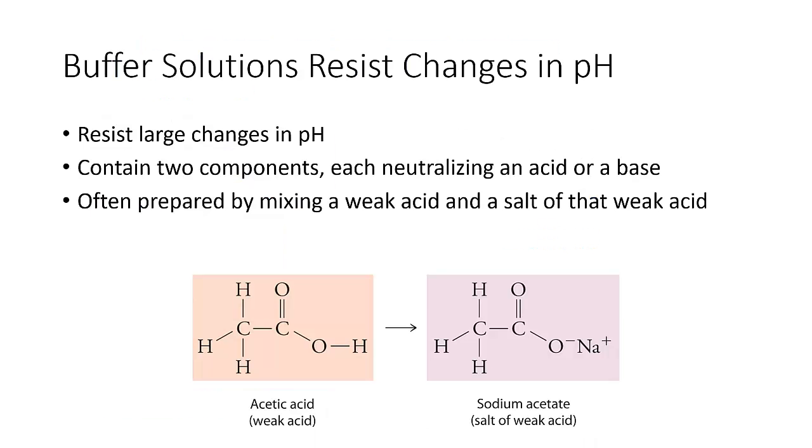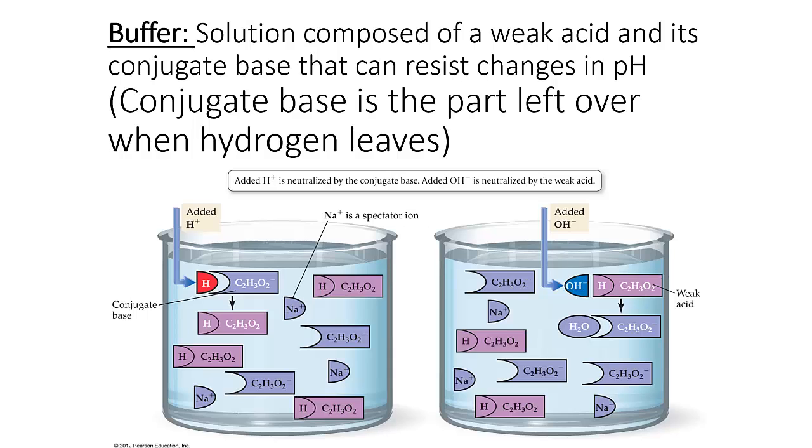But just to give you a recap of what buffers are, buffers are anything that can resist a change in pH. And the way they do this is they always contain two components. One component is a weak acid and one is the salt of that weak acid, also called the conjugate base. And the idea is that you have a weak acid whose job it is to react with basic additions and a weak base whose job it is to attach with acidic additions.